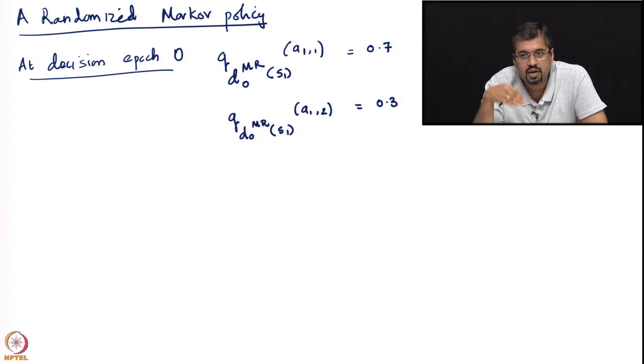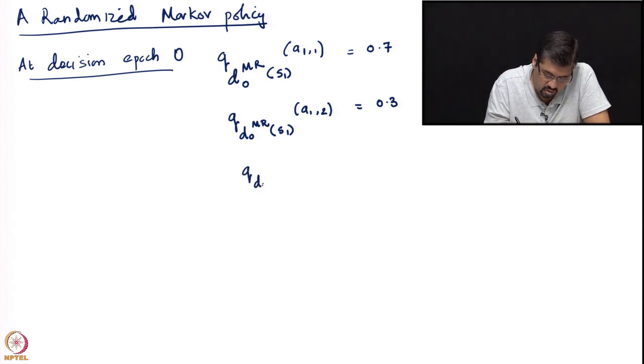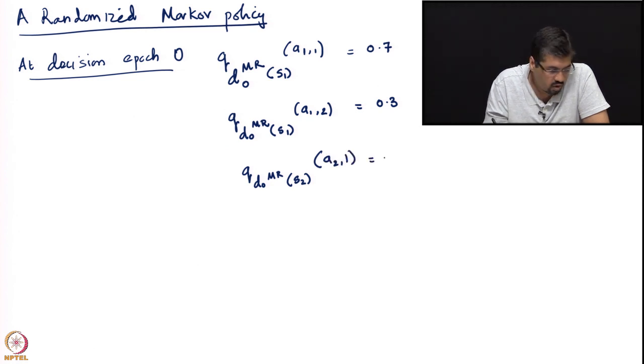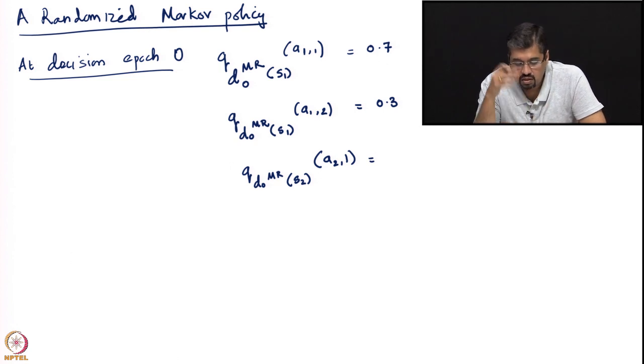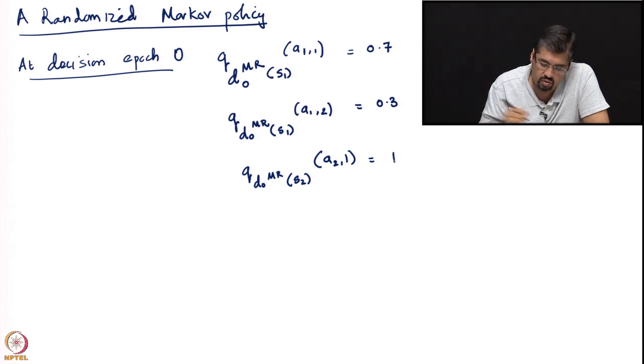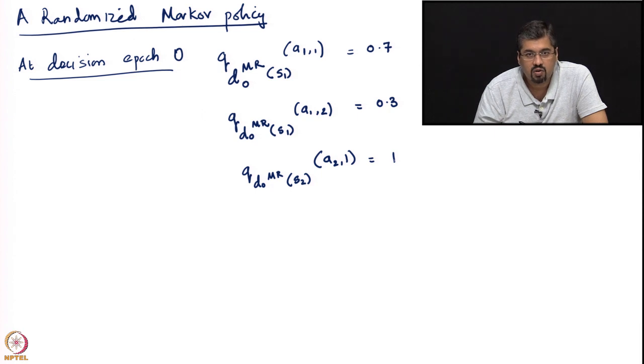For me to completely define a randomized Markov policy, I need to also tell you what I would be doing in state S2. So in state S2, the same D0 MR takes action A21 with what probability? What should this probability be? Well, there is only one action available in state S2. So naturally you have to take that action with probability 1. So any randomized Markov policy must satisfy this formula, because there is really no choice when you are in state S2.